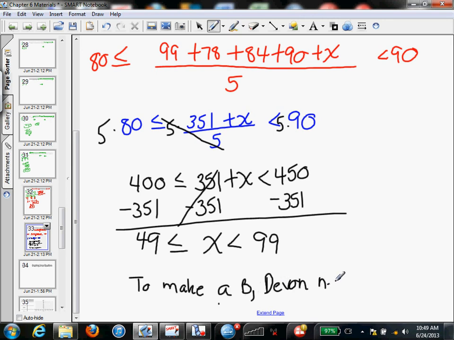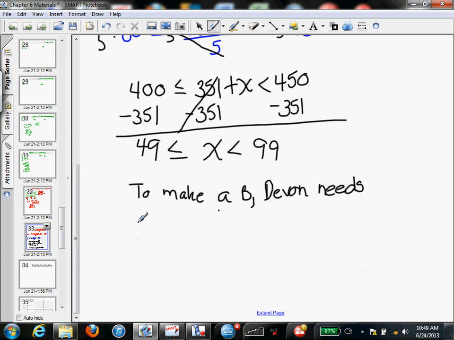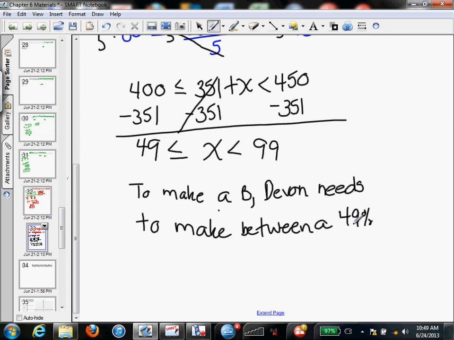To make a B, Devin needs to make between a 49% and 99% on the next test.